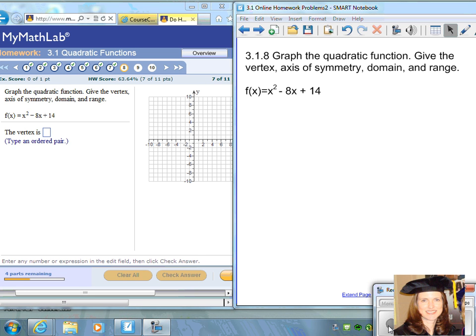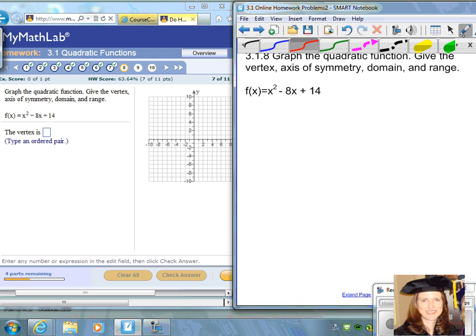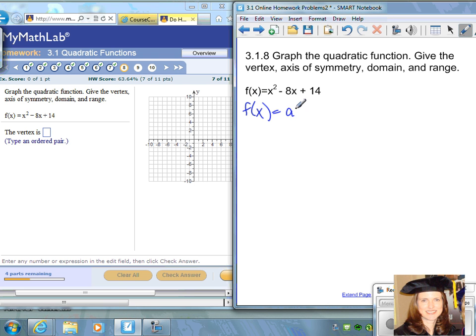In question number 8 from section 3.1, we're asked to graph the quadratic function given the vertex, the axis of symmetry, the domain, and the range. Alright, so the way that we determine the vertex is that it's written in this form, f of x equals ax squared plus bx plus c.